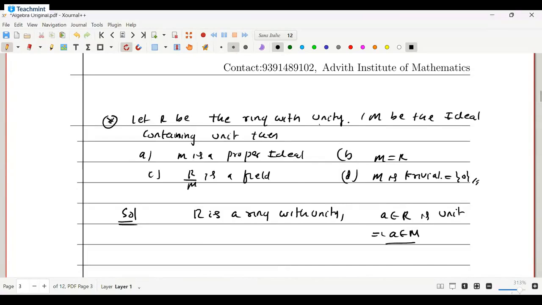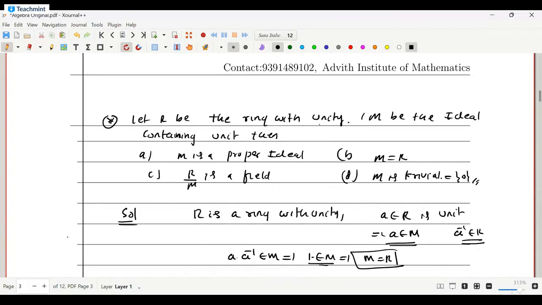He says a belongs to M. If a belongs to M, where a is a unit of R, a is a unit of R. So since a is a unit, a inverse belongs to R exists. So therefore a belongs to M, a inverse belongs to R. So a into a inverse belongs to M, sir. So which implies 1 belongs to M. So which implies whenever 1 belongs to M, then M is equal to R.